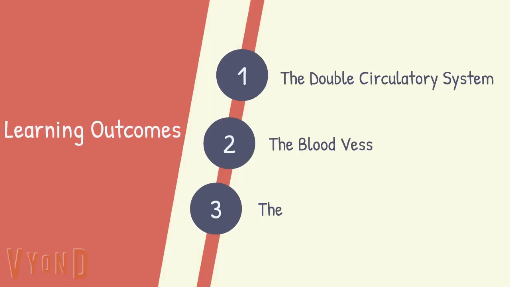After this short video, we hope you will understand the basics of: 1. The double circulatory system, 2. The blood vessels, and 3. The human heart. At the very end there will be a couple of questions. If you don't get them right, not a problem. Simply go back and re-watch the topic.